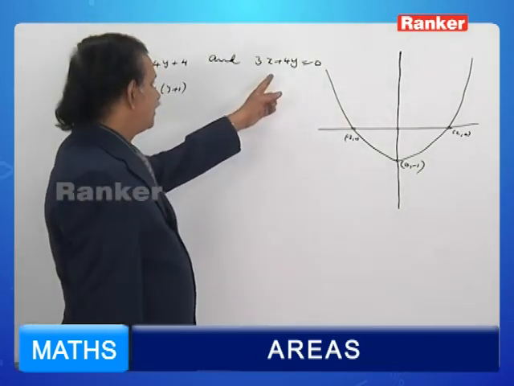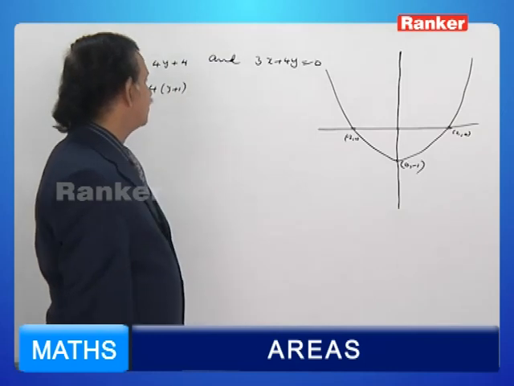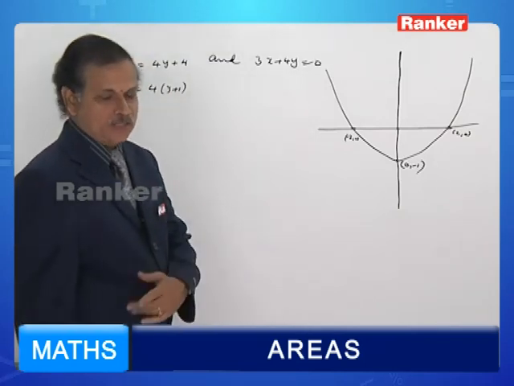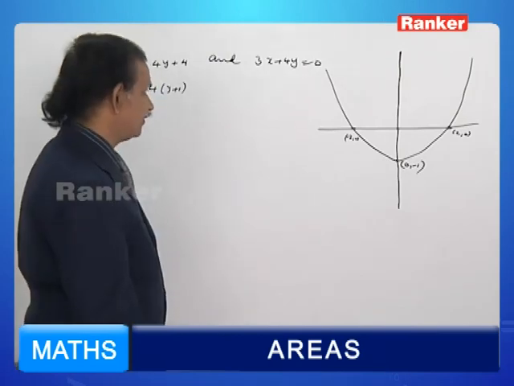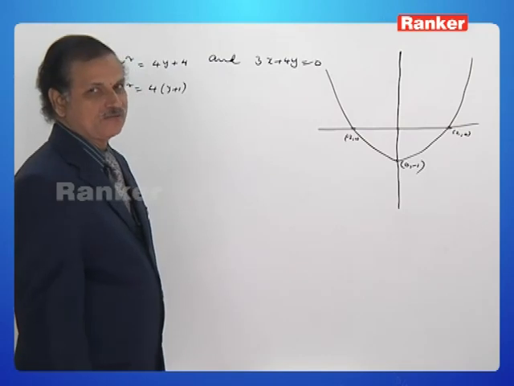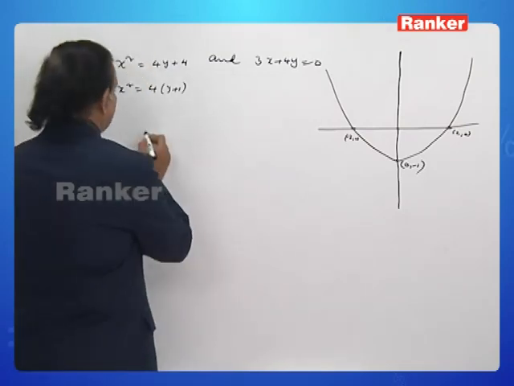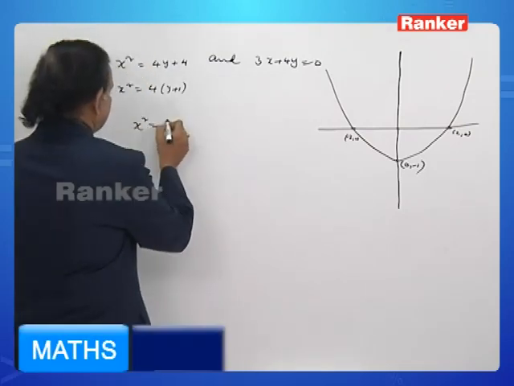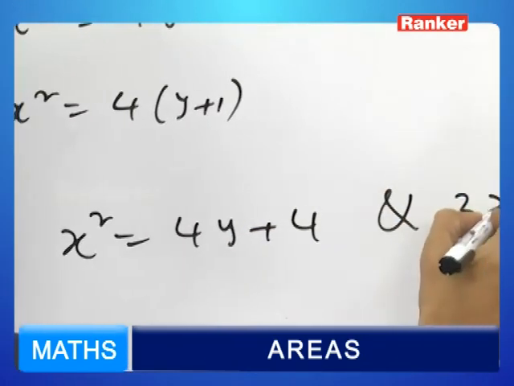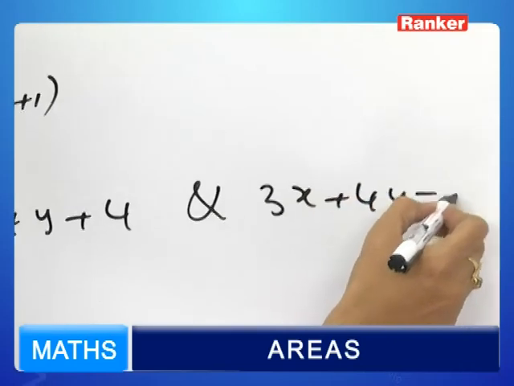And 3x plus 4y is equal to 0 and x square is equal to 4y plus 4. When and where do they meet? That is the special case of investigation now. That only offers you the correct way to guess the answer. Look here. X square is equal to 4y plus 4 and 3x plus 4y is equal to 0.